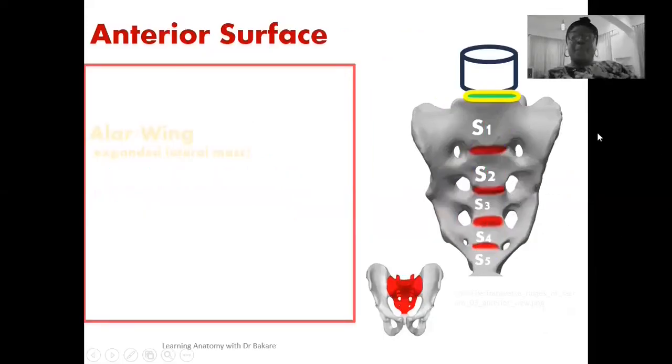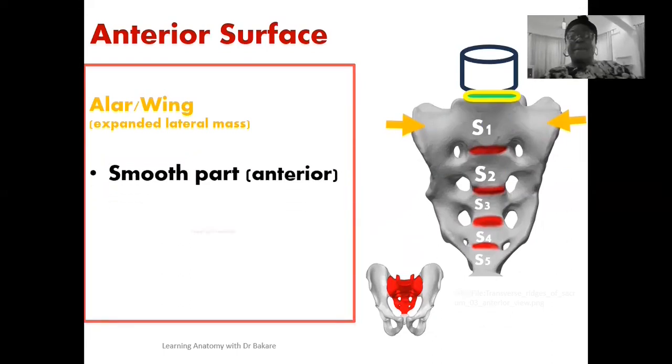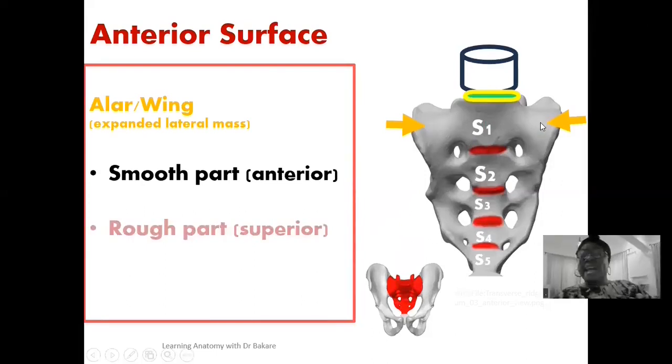So let's drive more into the anterior surface of the sacrum. There is a specific region that is referred to as the ala, or the wing, of the sacrum. This is the region here, arrowed in yellow, the expanded mass of the sacrum. This structure can further be subdivided into the smooth anterior part at the front and also the rough superior part above. So it has the anterior region here that is smooth, and the rough superior part here that is arrowed in blue. Let's drive into each of these regions to see the structures that are related to them.